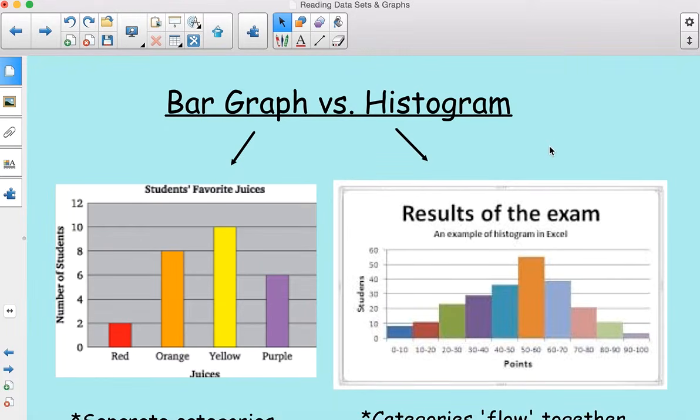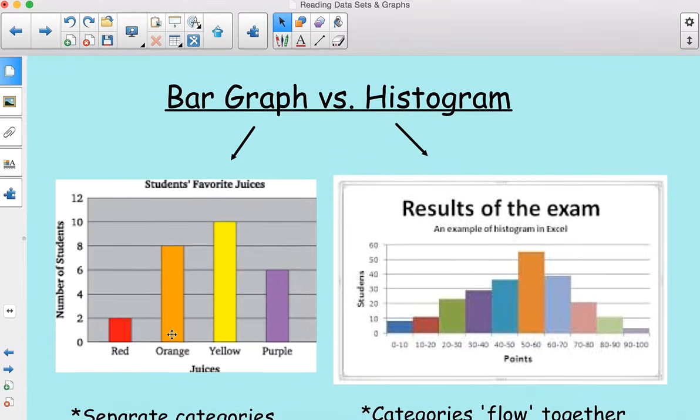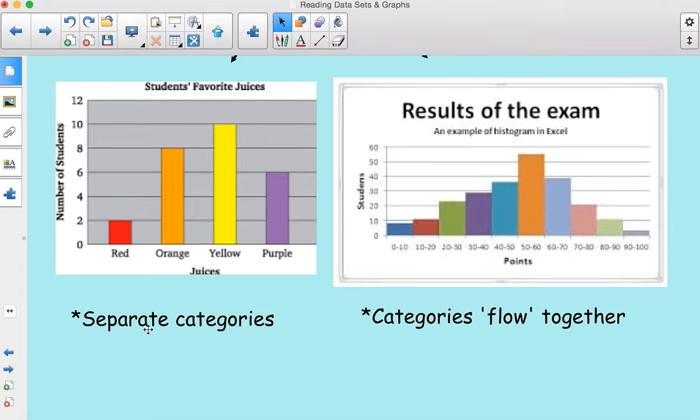A common mistake is confusing a bar graph with a histogram. Be aware when you are graphing, the bar graph specifically has separate categories. Red, orange, yellow, purple. Each one stands alone. There's no flowing from one into another. Over here, the results of an exam. Take a look. This is a histogram. The categories are grouped. So between 0 to 10, the number of students who scored that much are put into a group, and so they essentially flow together. So make sure when you're creating your bar graph that you are not mistakenly creating a histogram where the bars are touching.